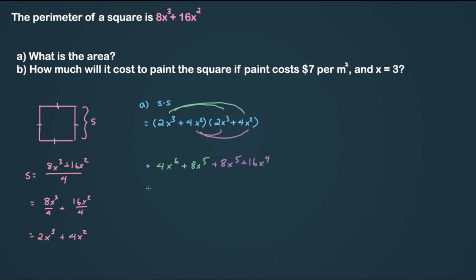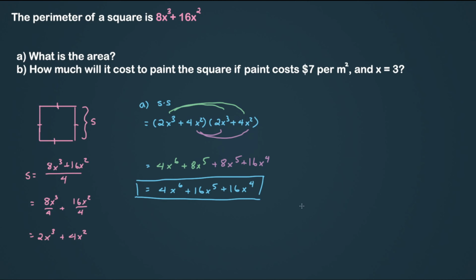Now we have two like terms here in the middle, these two 8x to the 5s. So we're going to write my final answer as this with the combined like terms. And that is the polynomial that represents the area.